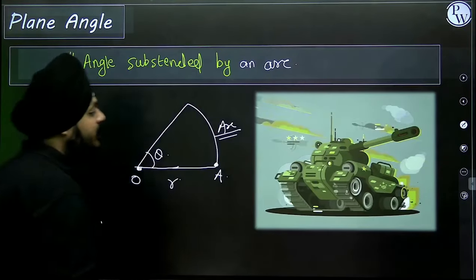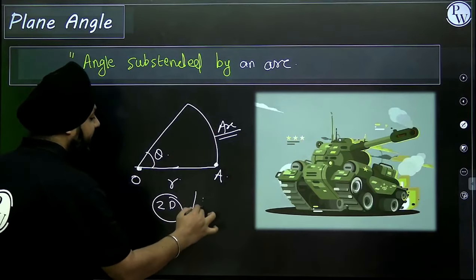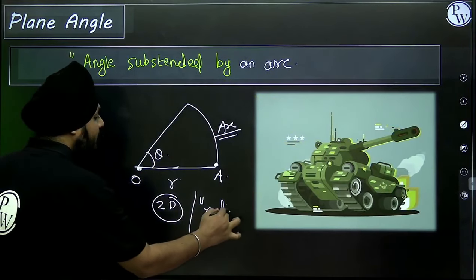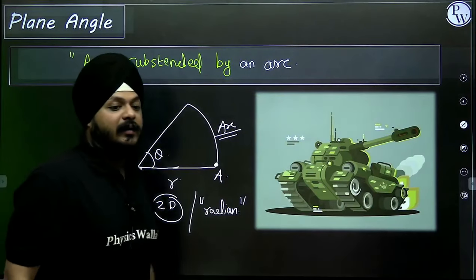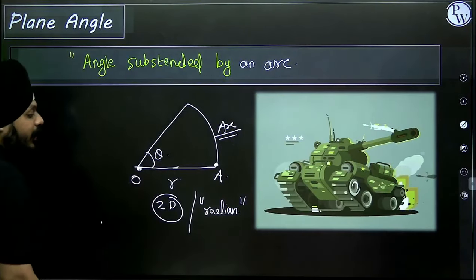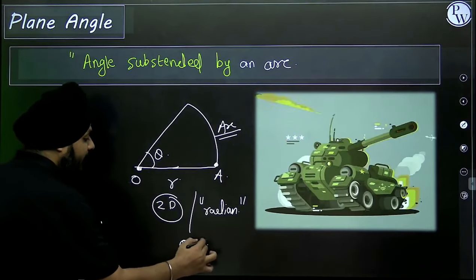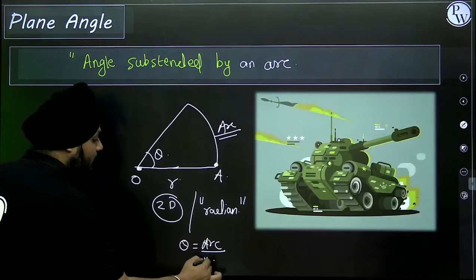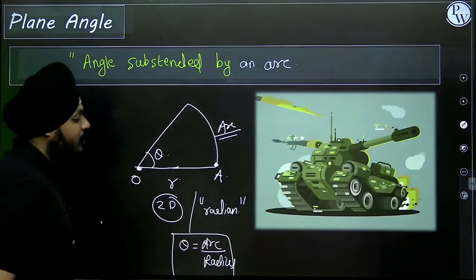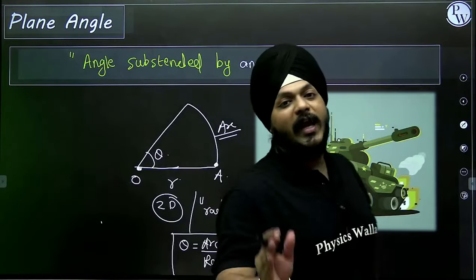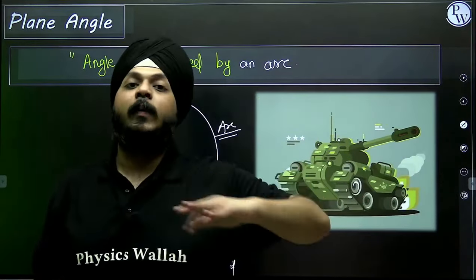So what is the formula? It is a kind of 2D angle. The unit is radian, and secondly, the formula is theta equals arc upon radius. This is the simple definition of the plane angle. At what angle does the ball hit with respect to the horizontal level? That will be my plane angle.